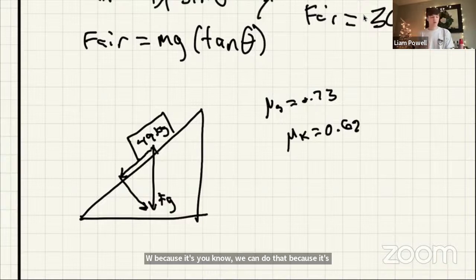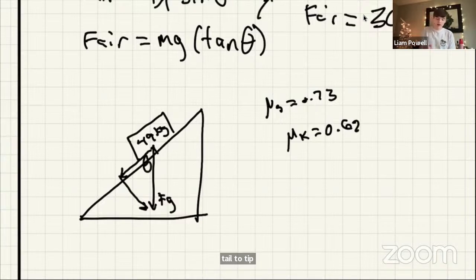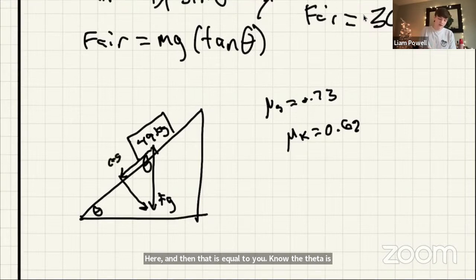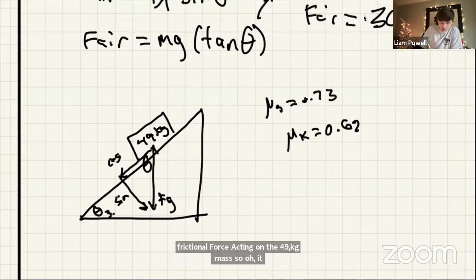Since we have that, the theta here is equal to the theta here, and the thetas are equal there. So this is cosine, cosine's here, and then this is sine. And then what's the frictional force acting on the 49 kilogram mass? It says it's 32 degrees. So this is 32 degrees.